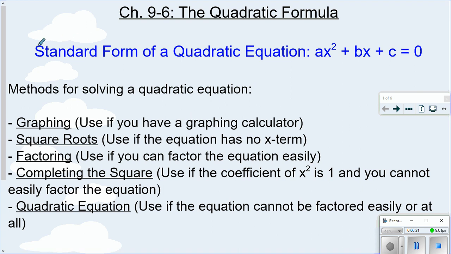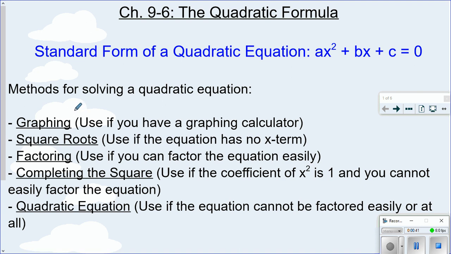Just as a reminder, the standard form of a quadratic equation is ax squared plus bx plus c equals 0. And also, a quick review of the other methods that we've gone over for solving a quadratic equation. You can watch the previous videos if you want to learn about any of these.